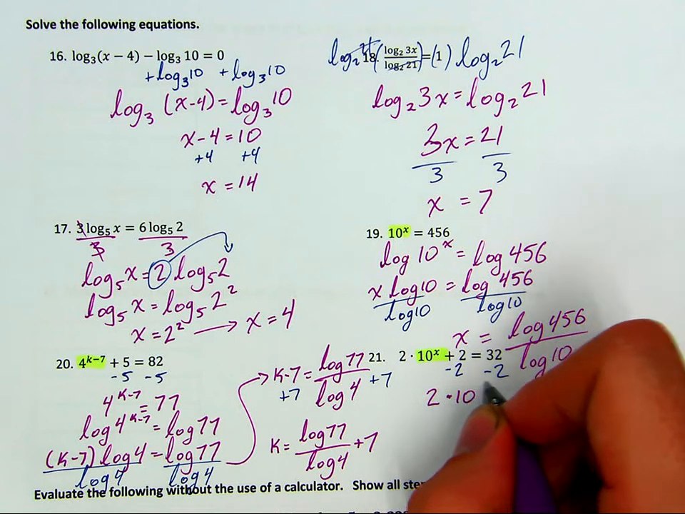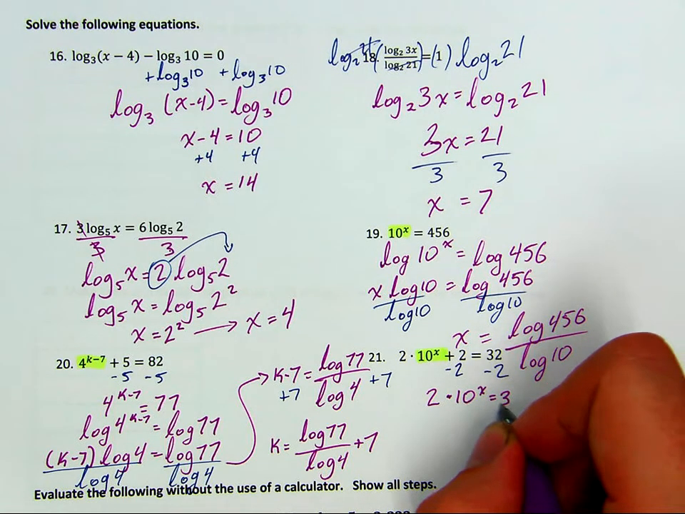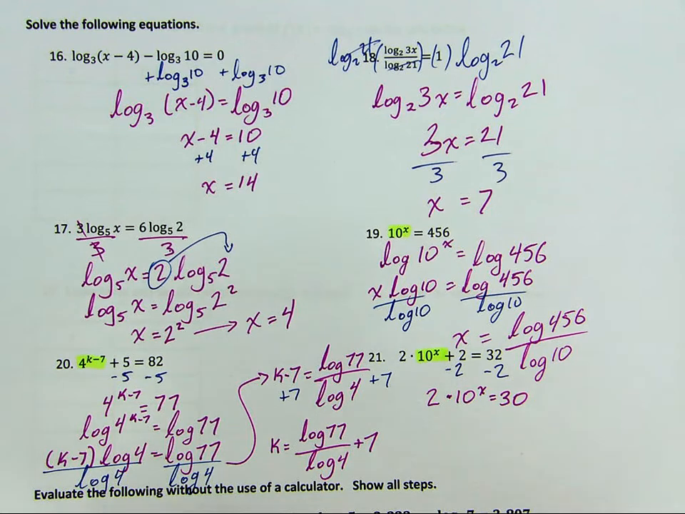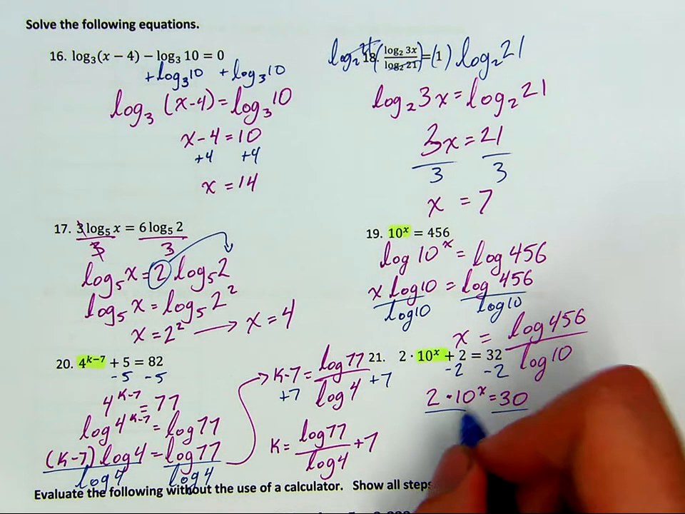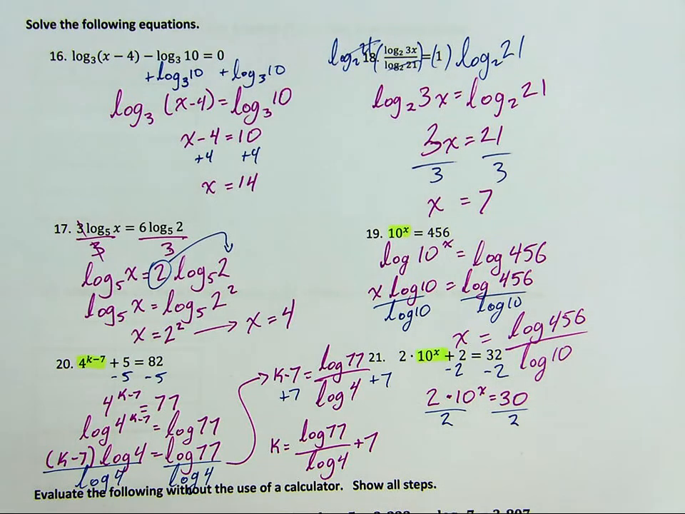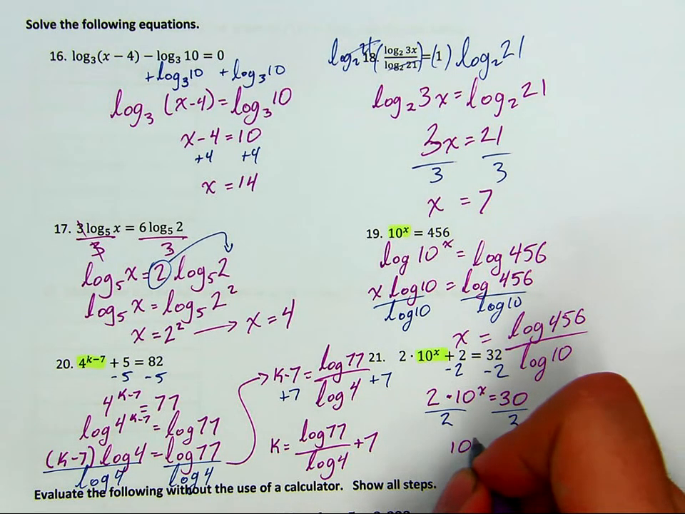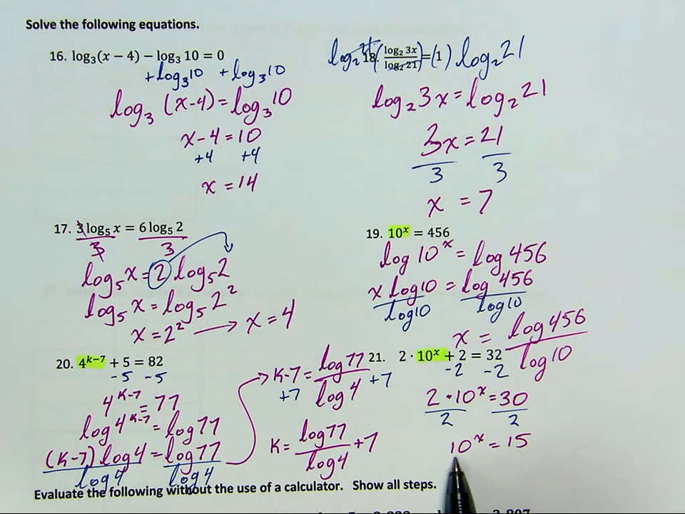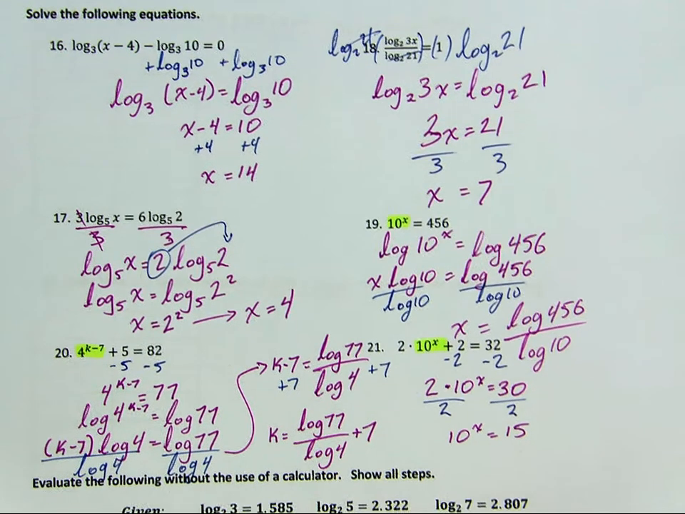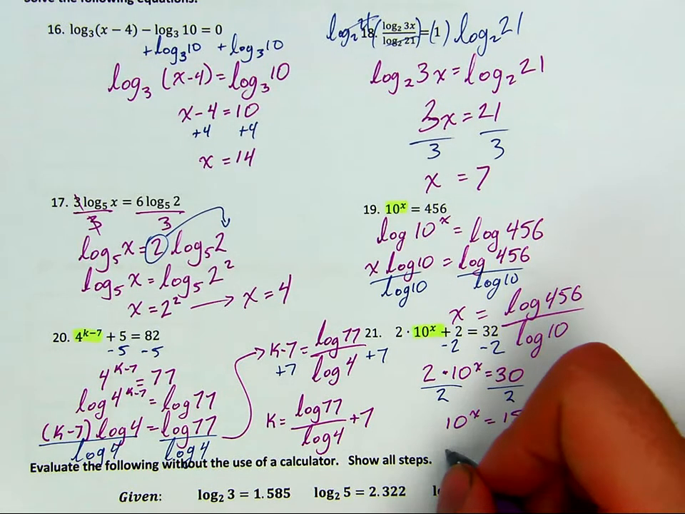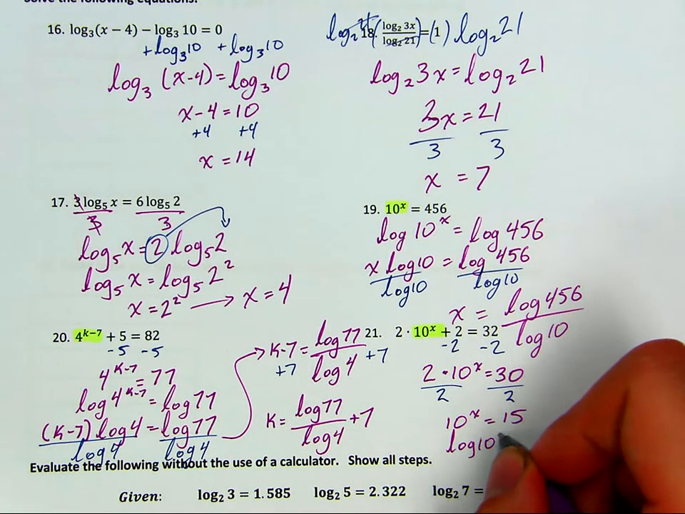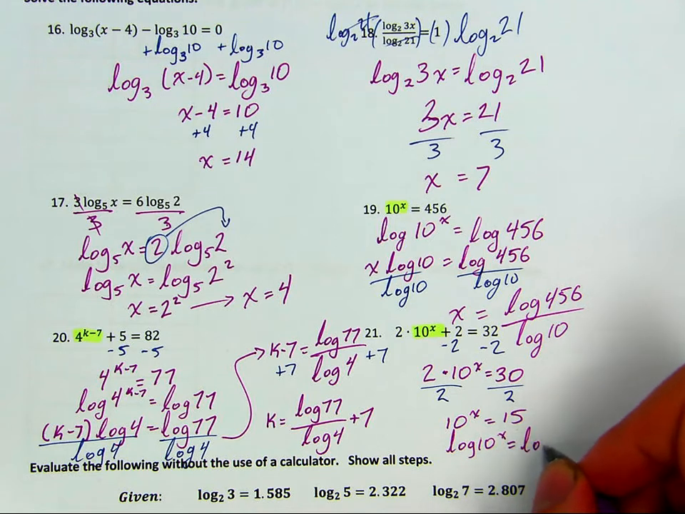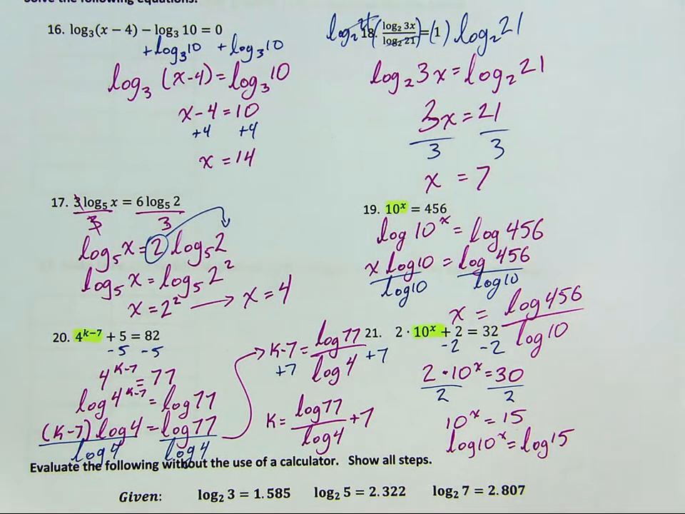Next, getting rid of this 2, we have to divide both sides by that 2. We get 10 to the power x equals 15. And now we have our base, we have our exponent, we have our answer. In order to solve for the exponent, this is where we now have to take the log of both sides. Log of 10 to the x equals the log of 15. Use the power rule to move this x to the front. We get x times the log of 10 equals log of 15.